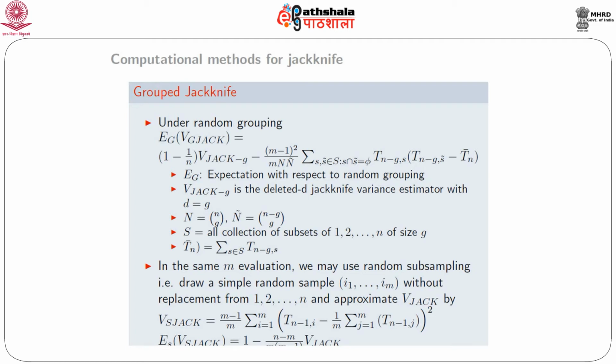In the same m evaluations, we may also use random subsampling, that is, we can draw a simple random sample, say I1 to Im, without replacement from 1 to n, and approximate V_Jack by V_SJack, which is (n-1)/m times the summation i runs from 1 to m of (T_{n-1,i} minus 1/m summation j from 1 to m of T_{n-1,j}) squared. Now, if E_S is the expectation with respect to the selection I1 to Im, then E_S of V_SJack is (1 - 1/m)(1/(m-1))(n-m) times V_Jack. So, that is a correction factor times V_Jack.